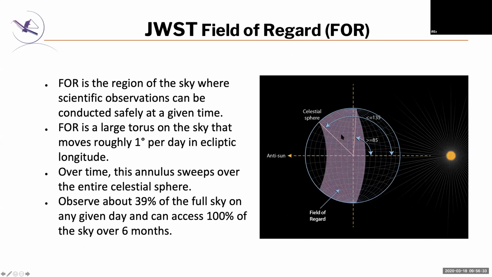And that field of regard, as the observatory orbits around the sun, moves by about 1 degree per day on the ecliptic longitudes. And over time, this annulus sweeps over the entire celestial sphere. And at any given time, you observe about 39% of the full sky, but over a 6-month period, you can have access to 100% of the celestial sphere.